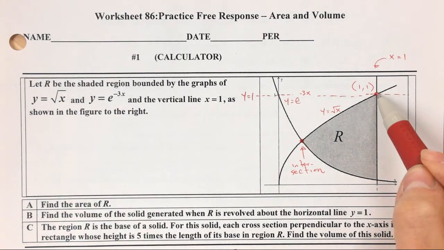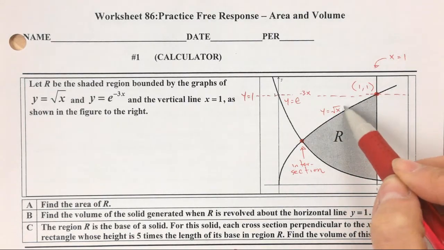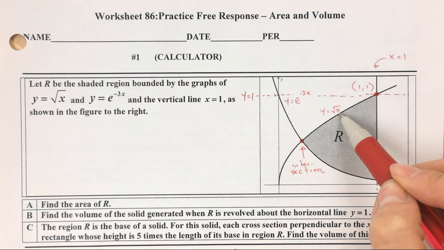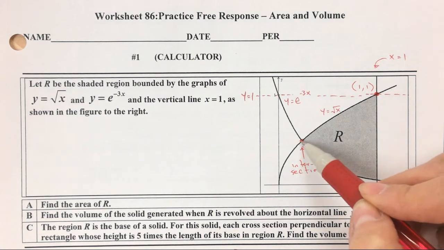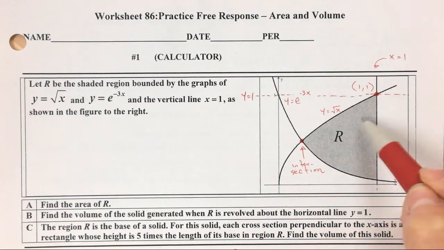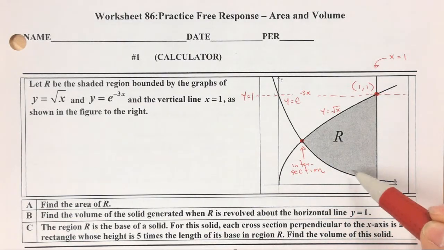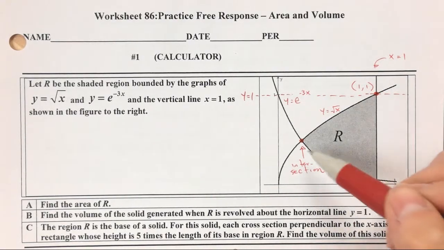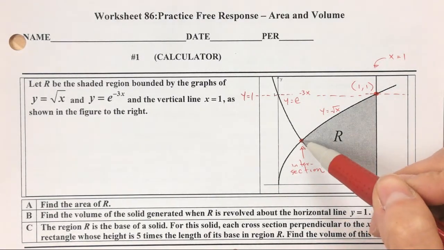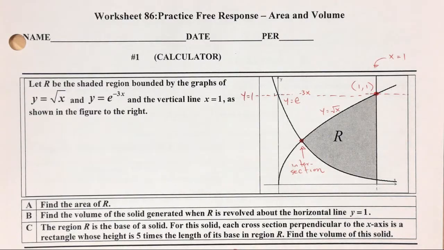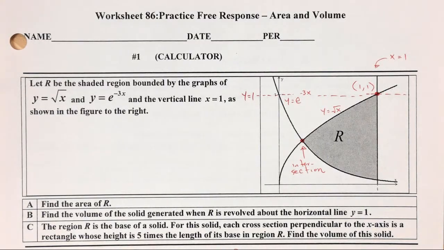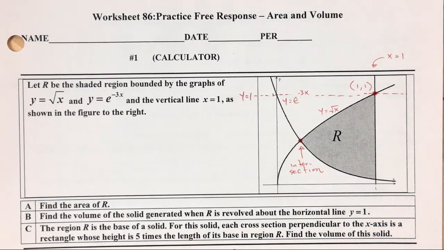I know this point itself is (1, 1), because if I plug 1 into y equals root x, I get y equals 1. I need that as an intersection, because later when I find the area or the volumes in terms of x, or even if I need it in terms of y, I need this x value or this y value. Okay, so that's the first thing that I actually did on the calculator.